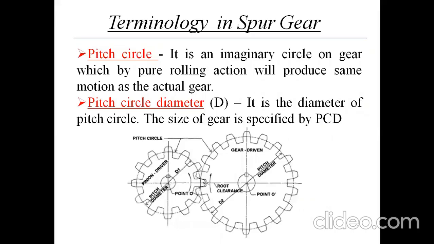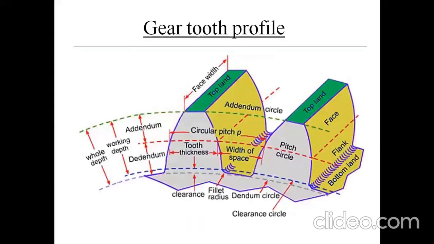Now the first term used in terminology in spur gear is pitch circle. Pitch circle is an imaginary circle on gear which by pure rolling action would produce the same motion as the actual gear. In this figure, you can see the pitch circle. This is the pitch circle shown in a red dotted line.